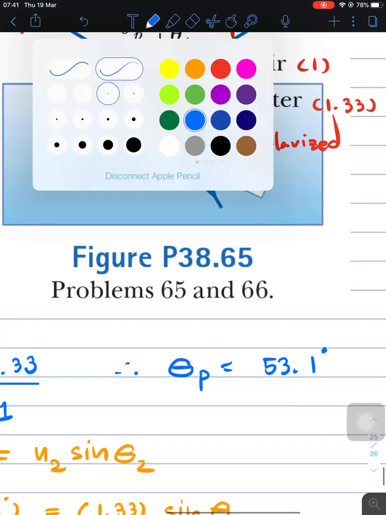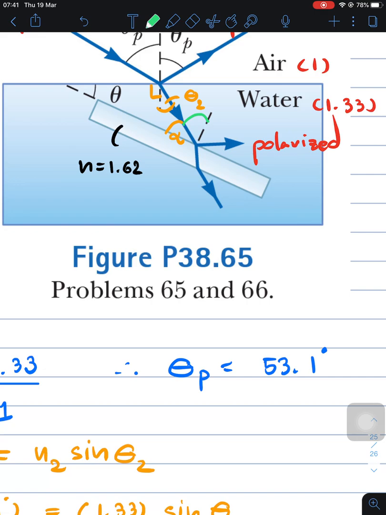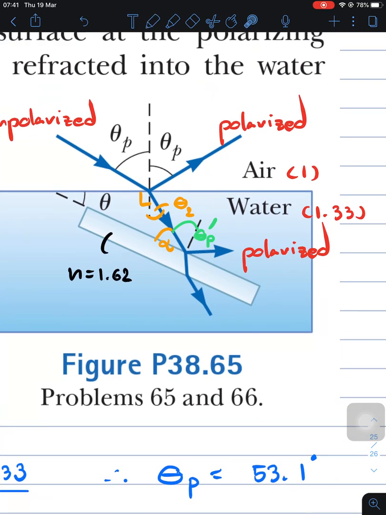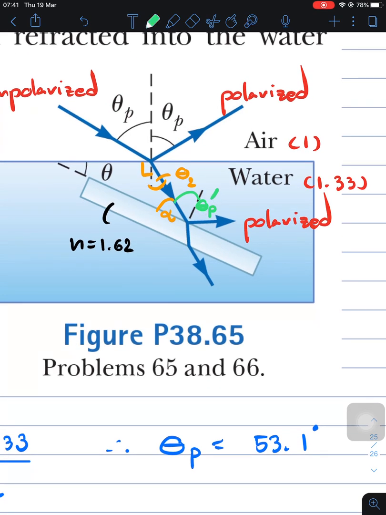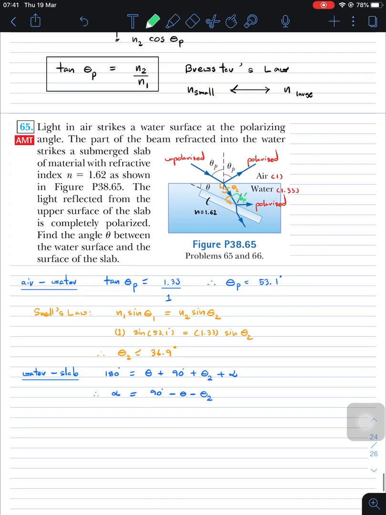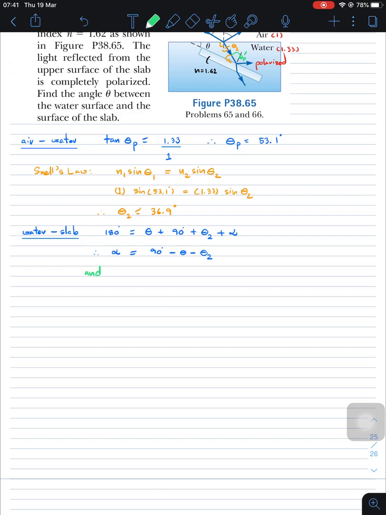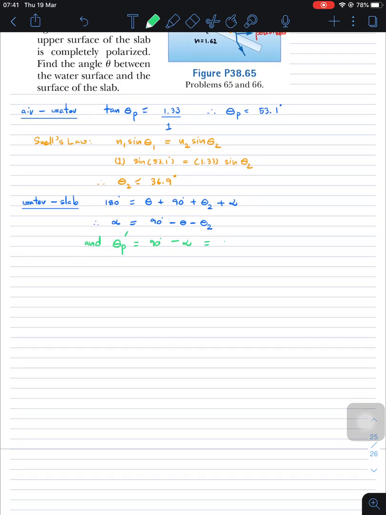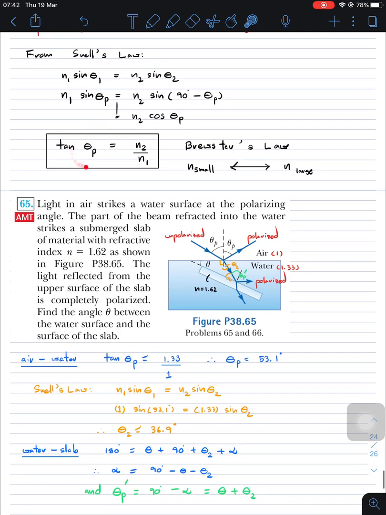Now let's consider this angle. Let's say that this is theta p prime, because this angle is the crossing angle as well. So let me just use theta p prime. It will not be the same as theta p. Then we can see that theta p prime must be equal to 90 degrees minus alpha here. So we have theta p prime equal to 90 degrees minus alpha, which is equal to theta plus theta 2, right?